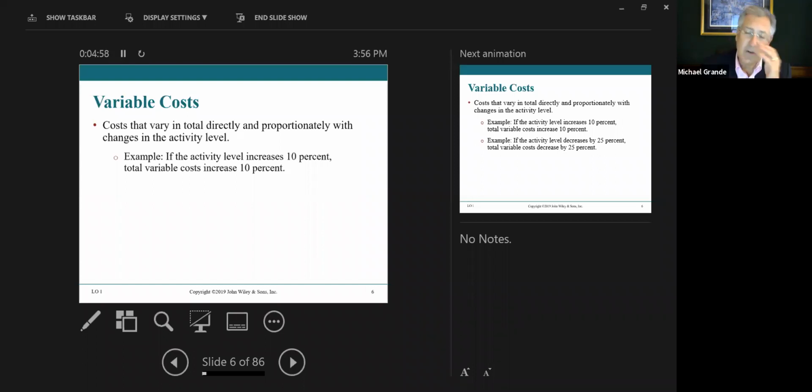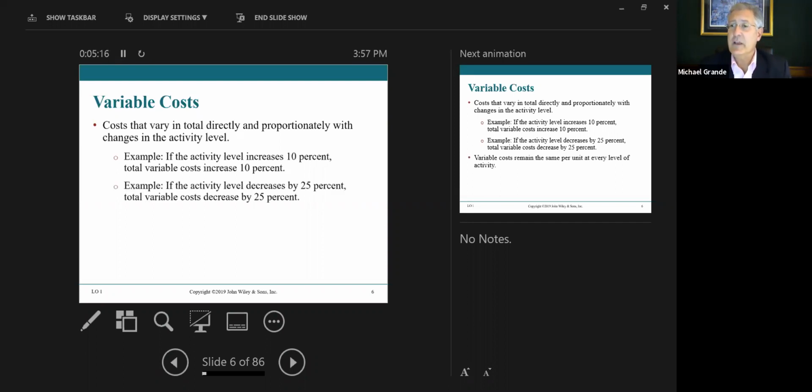So what's important to understand right now is the cost per unit and total cost. Two different things, cost per unit and total cost. So if the activity level increases by 10%, total variable cost will also increase by 10%. Similarly, if the level of activity decreases by 25%, the total variable costs in dollars will also decrease by 25%.